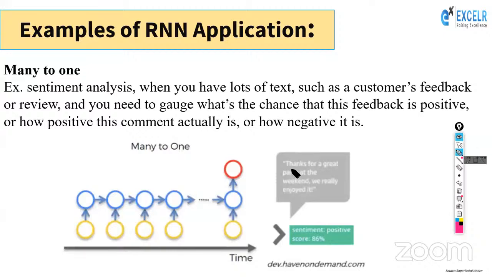Okay, for example, let's suppose we have an input sequence like "Thanks for a great party at the weekend. We really enjoyed it." Each and every word is one input for this particular network. By analyzing this sequence of words, we generate a single output, like whether it's positive or negative. And then we can calculate how positive or how negative it is. So this is a typical example of many to one mapping.